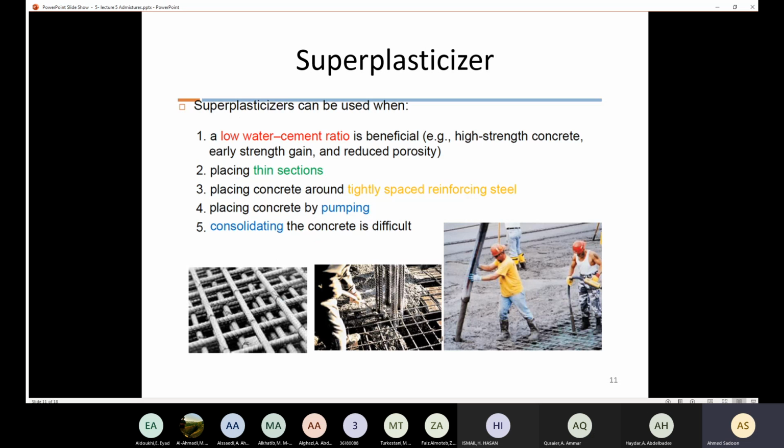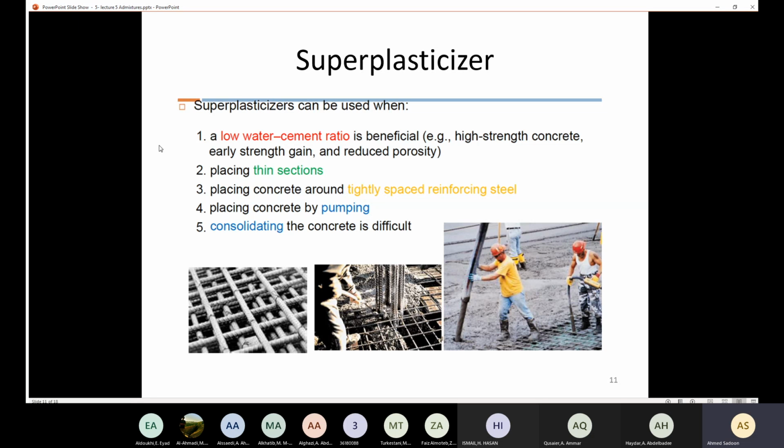So when should I use a superplasticizer? Like we can see that a lower water cement ratio is beneficial, because that is going to increase the strength of the concrete and reduce the porosity. So you can achieve a lower water cement ratio by using the superplasticizer.